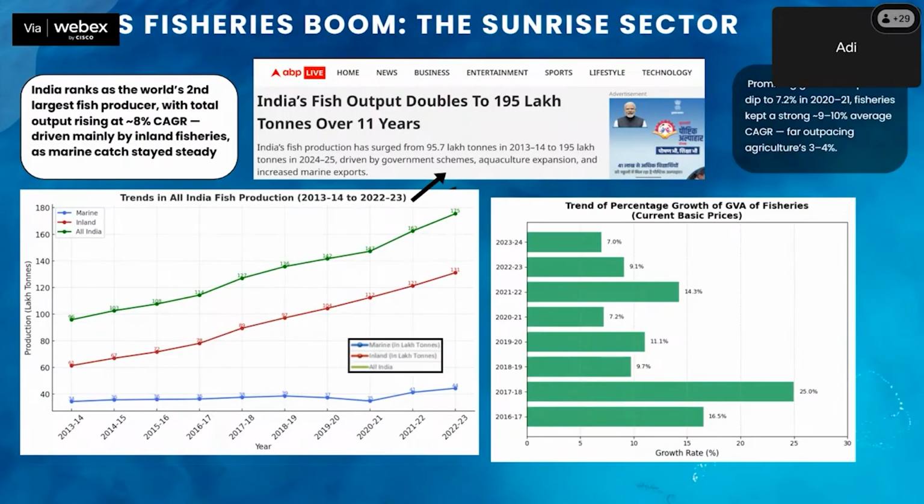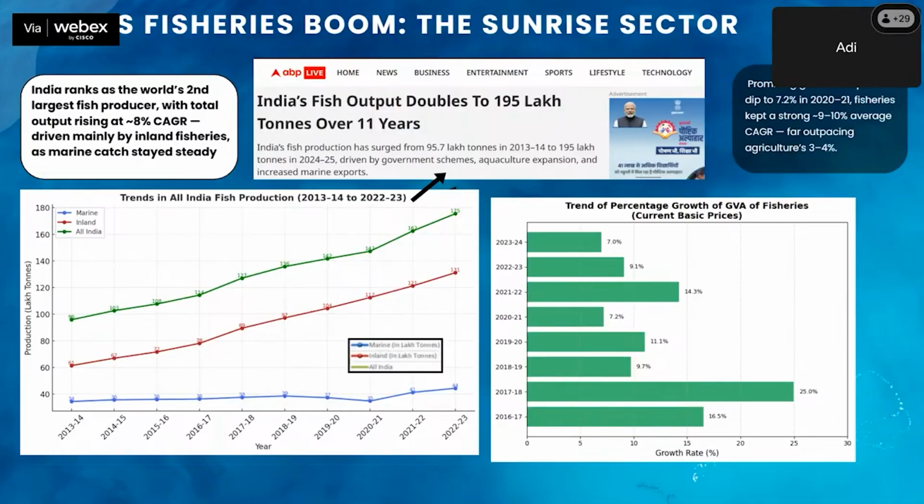And now coming to India's fisheries sector, which is also now a sunrise sector. India ranks as the world's second largest fish producer, with total output rising at 8% CAGR. As we can see from the figure, most of India's fish production growth is driven by inland fisheries, due to which India's fish output has doubled to 195 lakh tons over 11 years.